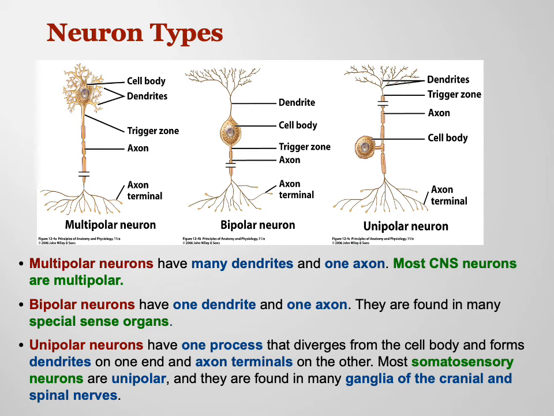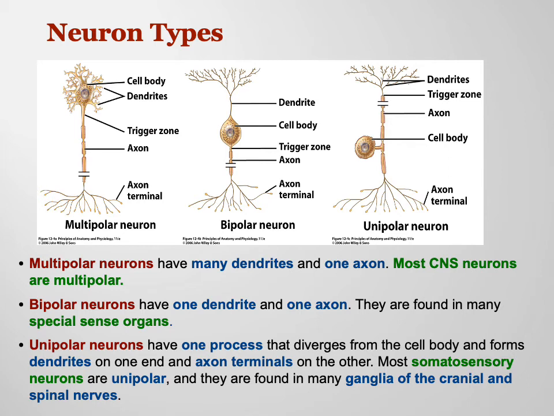And finally, unipolar. These are sometimes called pseudo-unipolar because, well, it's an argument that people like to get into. I'm not going to do it. Either one's fine with me. They have only one process. So look at the cell body. There's only one thing coming off the cell body. You can't really call it either an axon or a dendrite. It's just one thing. But notice that it branches immediately.